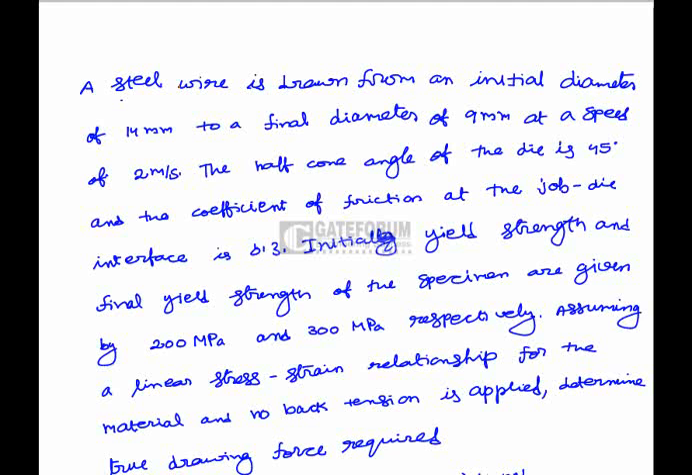A steel wire is drawn from an initial diameter of 14 mm to a final diameter of 9 mm at a speed of 2 meter per second. The half cone angle of the die is 45 degrees and the coefficient of friction at the job die interface is 0.3. Initial yield strength and final yield strength of the specimen are given by 200 MPa and 300 MPa respectively.